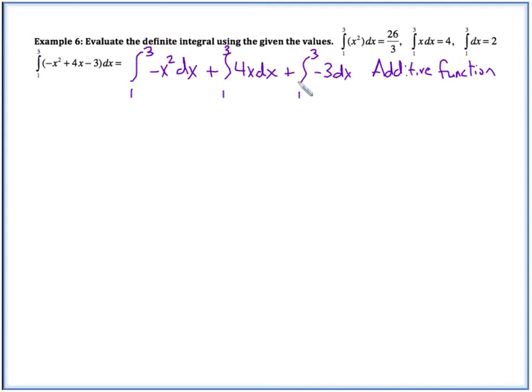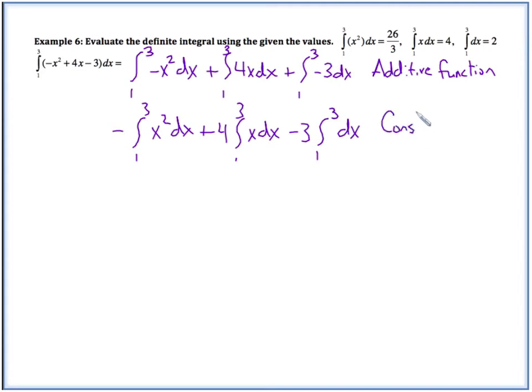Okay, so now that we've split these up, we can go ahead and take out our constant multiples. So this has a negative, so we're going to pull that out right here. And then here we have a 4, so we're going to pull the 4 out. And then here we're going to pull out a negative 3. So this is the constant multiple property.